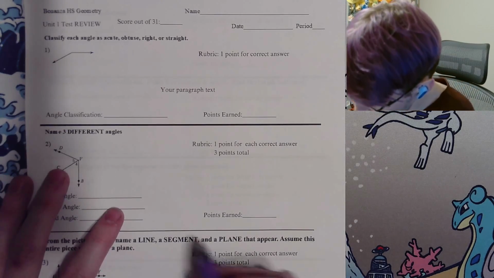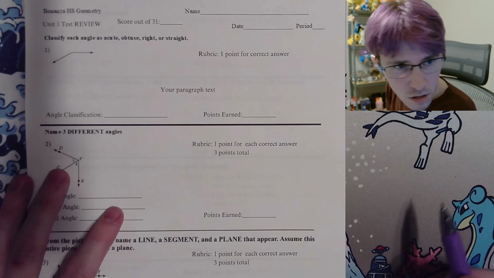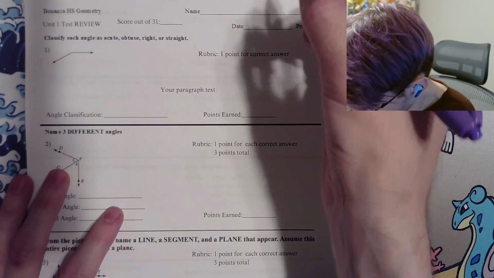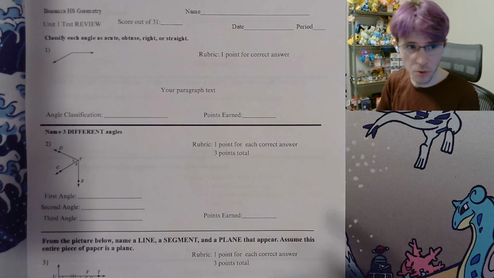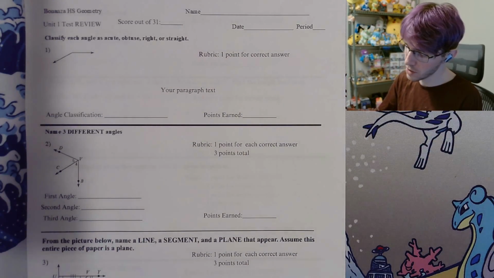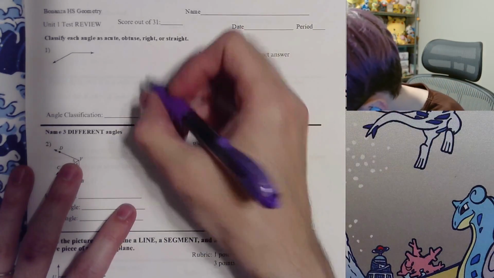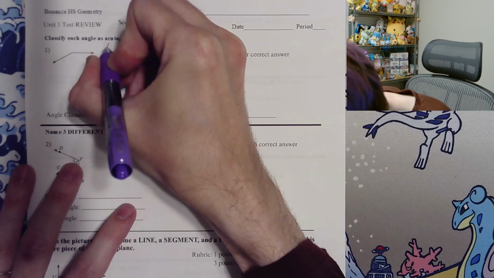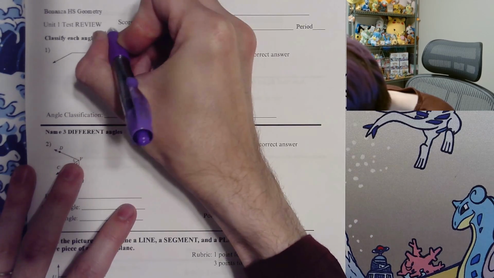Let's hop into it. So this is classify each angle as acute, obtuse, right, or straight. One of the big things about this particular problem is there are four different possibilities that could show up on your test. I did make four different forms of this test myself, so there are going to be four different answers for this first one. You got to be aware of each one of them. So that word acute there is going to be when it's less than 90 degrees. So this is a less than 90.